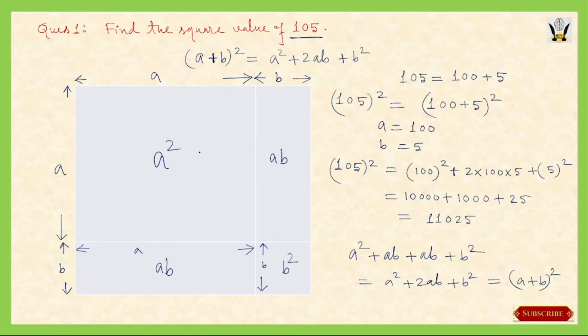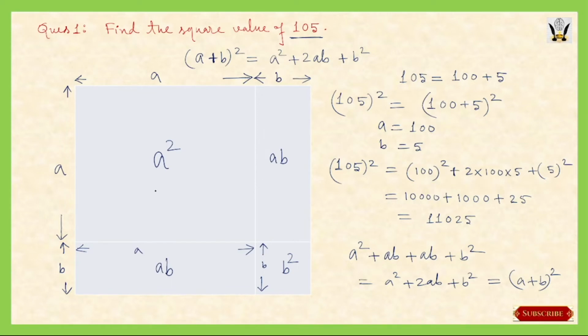And I have already shown what will be the area of these individual squares and rectangles. So when we add them, that will give us the area of the total square, or the square that we have taken initially. So this is how we do it in the visual method.